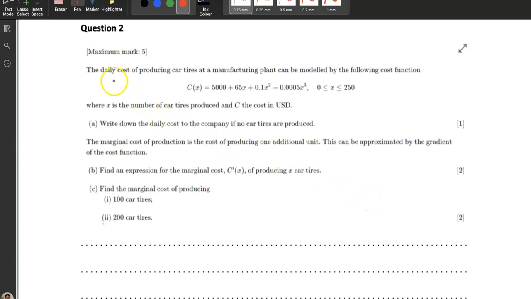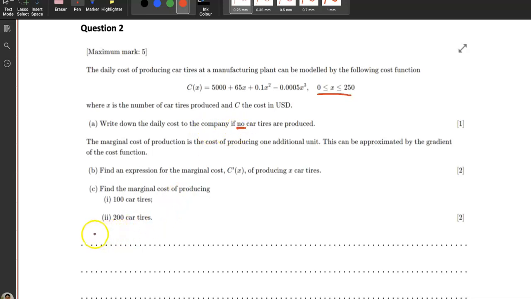Now, next question. The daily cost of producing car tires at a manufacturing plant can be modeled by the following cost function. C is the cost, x is the number of tires you manufacture, and the cost is 5000 plus 65x plus 0.1x squared minus 0.0005x cubed. And this is the domain: the number of tires you manufacture is anywhere between 0 and 250, where x is the number of tires manufactured and C is the cost in USD. Write down the daily cost of the company if no tires are manufactured.